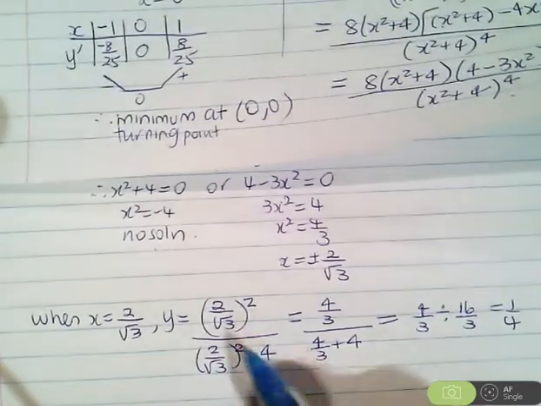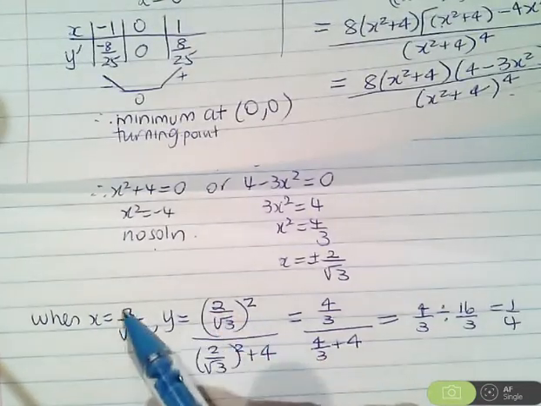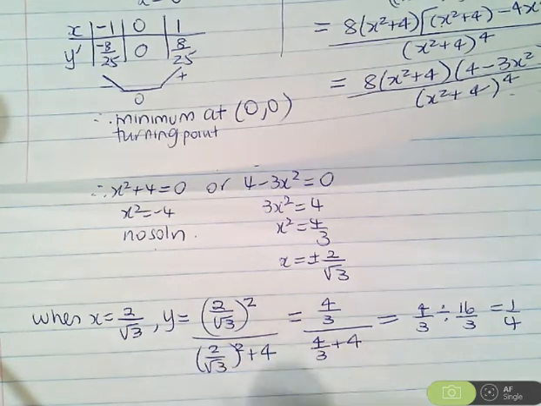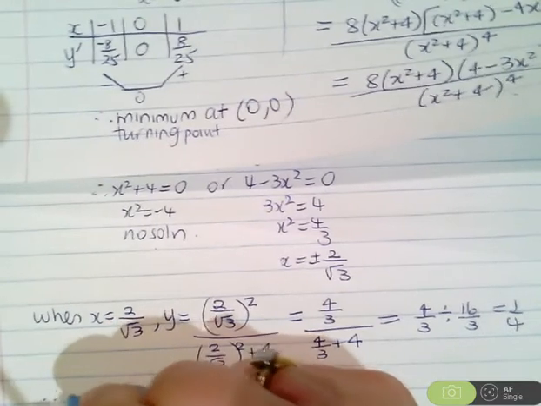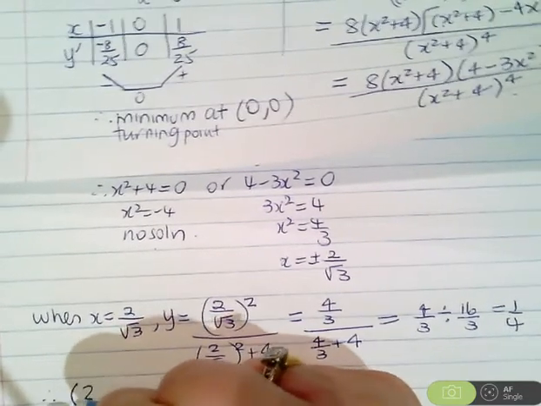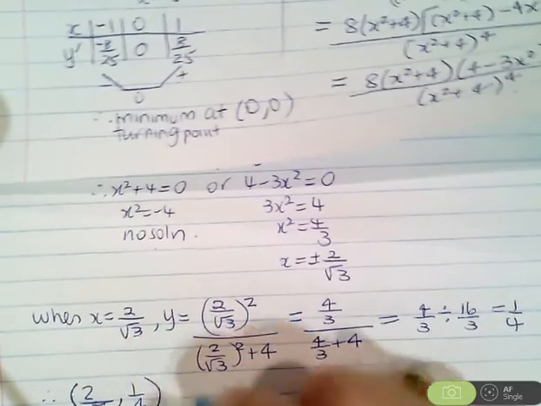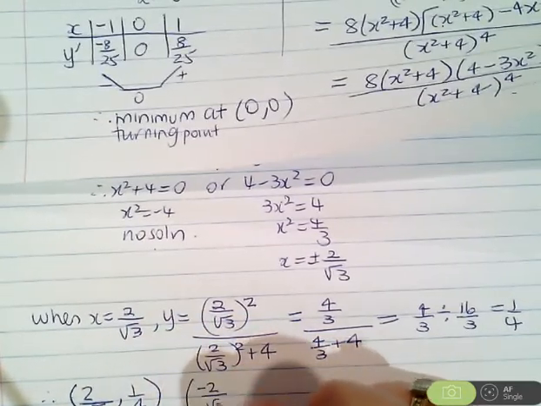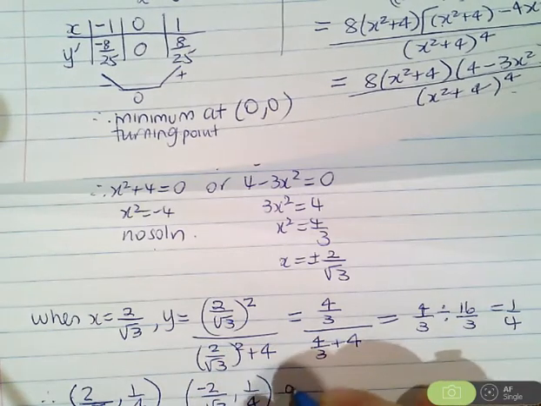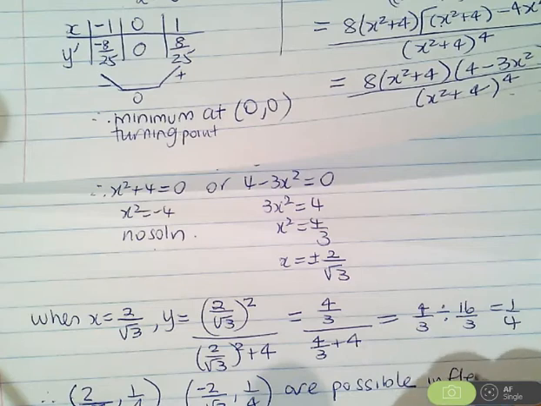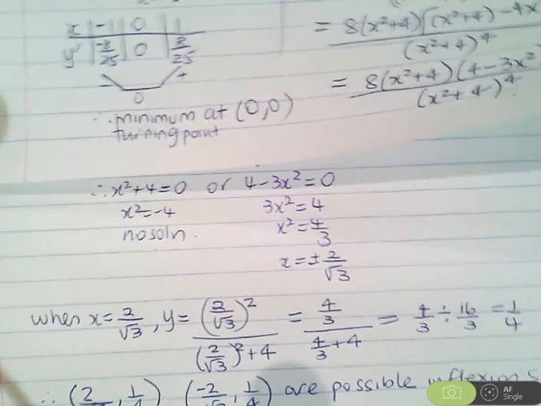When you substitute x is negative 2 over root 3, you'll get the same answer because you're squaring the x term. So therefore, we've got possible inflections at 2 over root 3, a quarter, and negative 2 over root 3, a quarter. This is getting quite long, okay? Now, we need to check whether they are inflections.